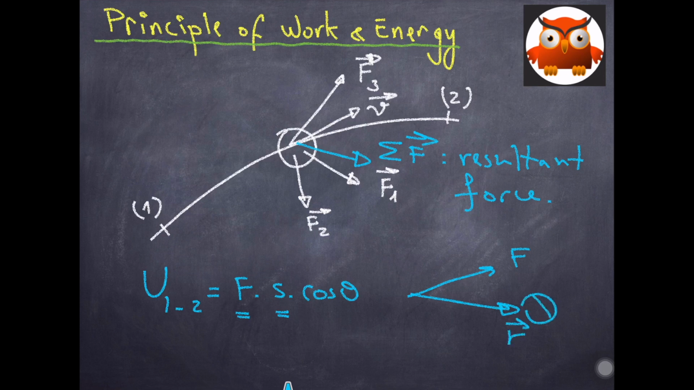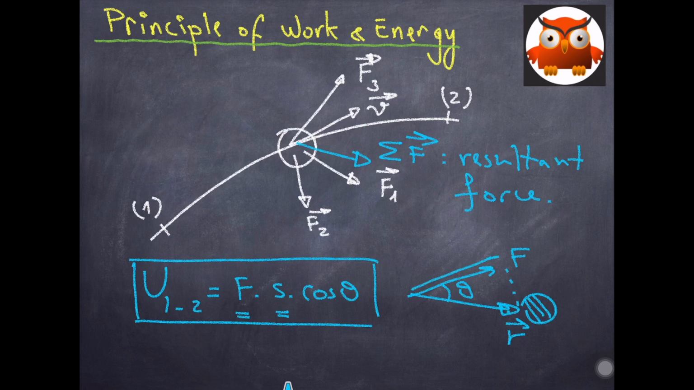And this is the angle between them. So only the component of the displacement in the same direction of the force is what we are going to consider. That's why we multiply by the cosine of the angle between them. Okay?